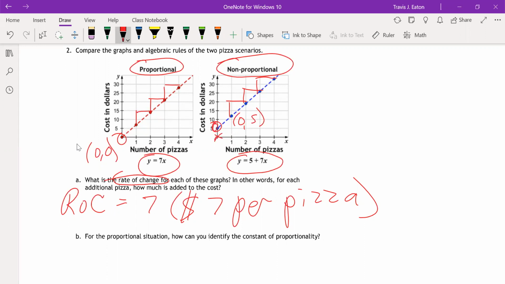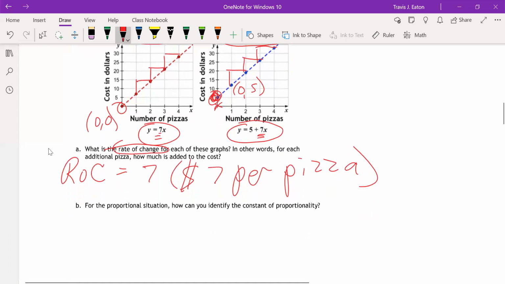No matter which graph it is, even though this one crosses the y-axis at 0, 5, still the cost of each pizza is $7. And you can see that right here in the equation. That's the part that is multiplied by the x. 7 is the coefficient of x.